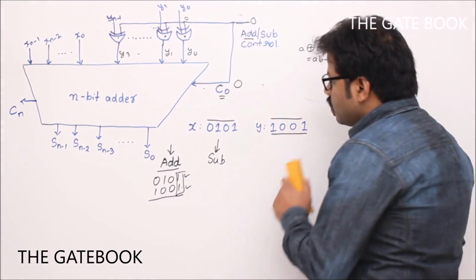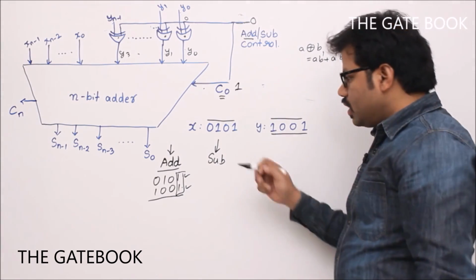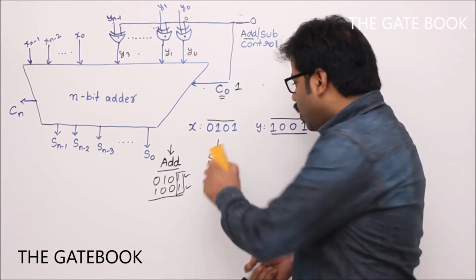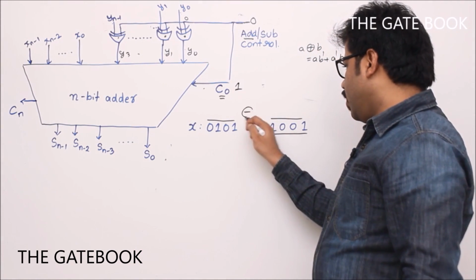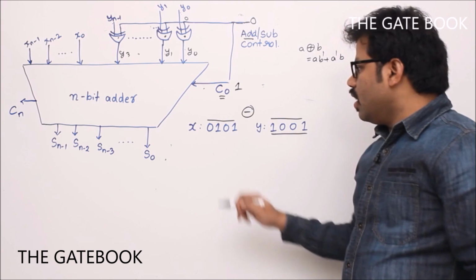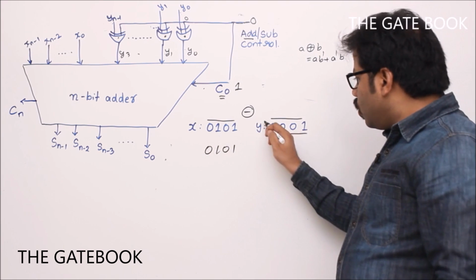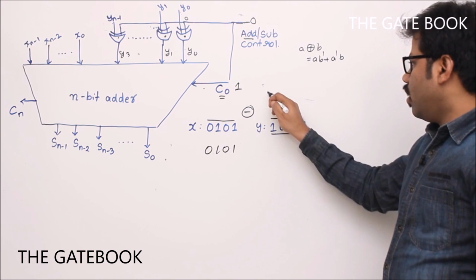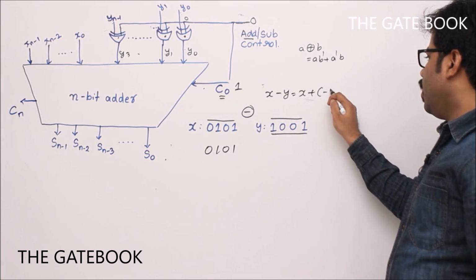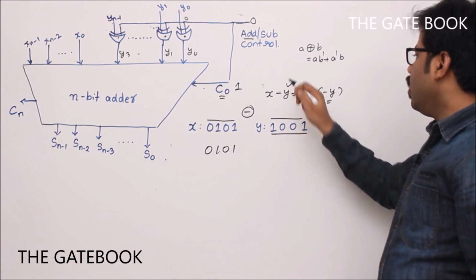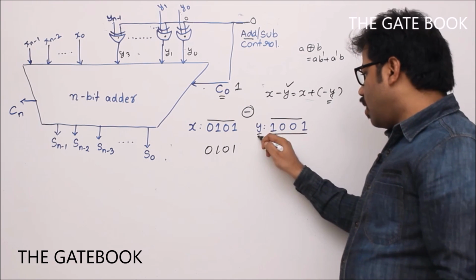Now if C naught is 1, what is going to happen? We'll see. First of all, we'll see the expectation. What are you expecting from this circuit? We are expecting subtraction. Whenever subtraction has to happen, then 0 1 0 1 is to be added to the 2's complement of y. Recall, x minus y is nothing but x plus minus y. Minus y, we have y, but we want minus y, that is the 2's complement of y.